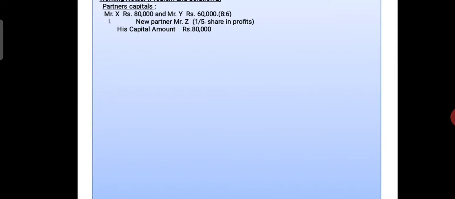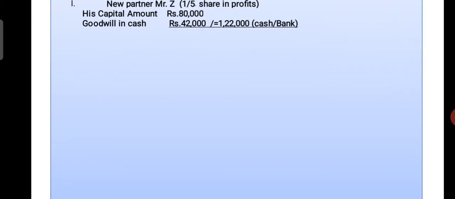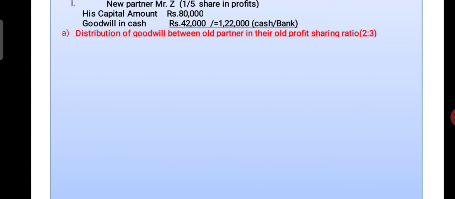Yes, here is the new partner. Who is the new partner? Yes, Z. Old partners are X and Y. X capital amount 80,000, Y capital amount 60,000 and Z, the new partner, capital amount 80,000. Okay, students. And his share of goodwill 42,000. In total he brings 1,22,000 rupees into the business. And after that, the goodwill amount that the new partner brings should be distributed between the partners.